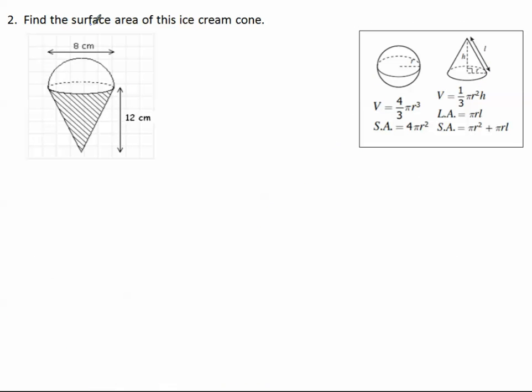Number 2, find the surface area for this ice cream cone. So notice this is made of 2 shapes. We have a hemisphere on top and a cone on the bottom. I want the surface area, so let's do this in parts. The hemisphere, which is on top, means half of a sphere.